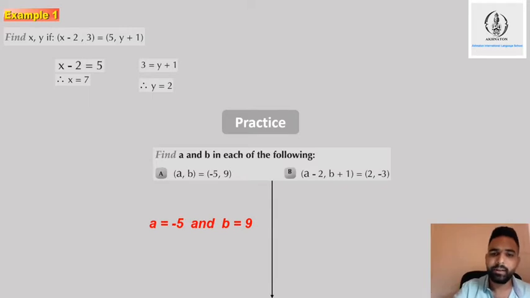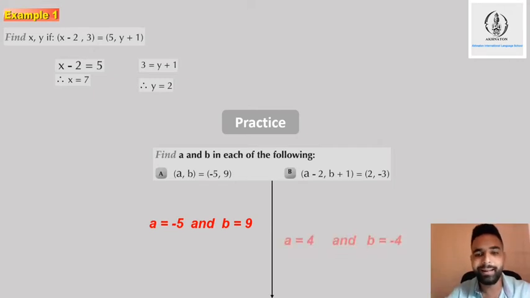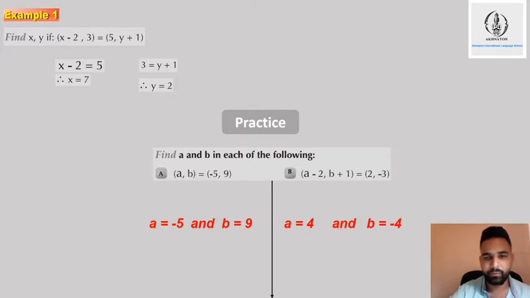Okay. Question letter B: (A minus 2, B plus 1) equals (2, negative 3). To find the value of A, we make 2 plus 2, which is equal to 4. And B plus 1 equals negative 3. To find the value of B, we make negative 3 minus 1, which is equal to negative 4. So A equals 4 and B equals negative 4.